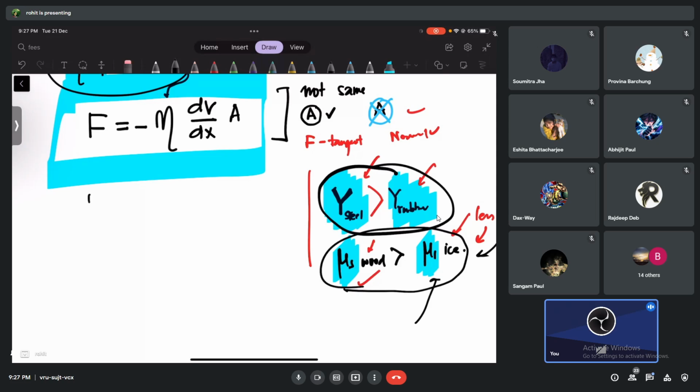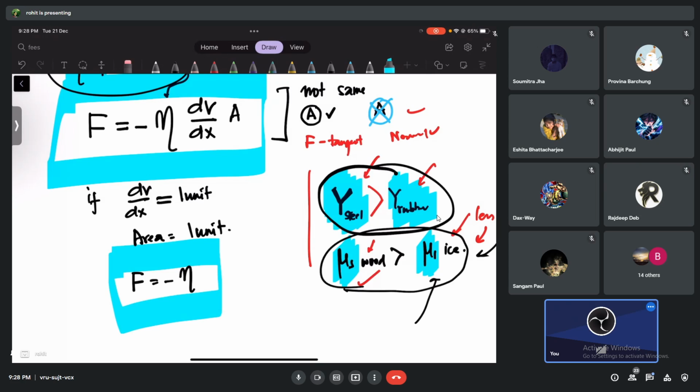If I write dV by dx equals 1 unit, I think we can understand this. And if I tell you that area is also equal to how much? 1 unit. Check. Then my formula for F will be equal to how much? Minus eta. Do you agree with this? Just check. Right. Because I just made this entire thing.